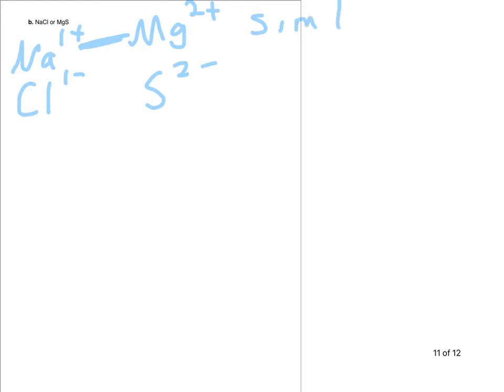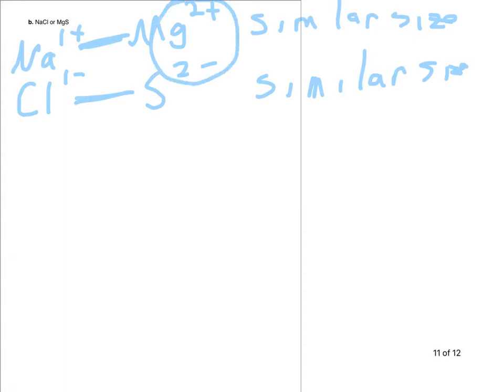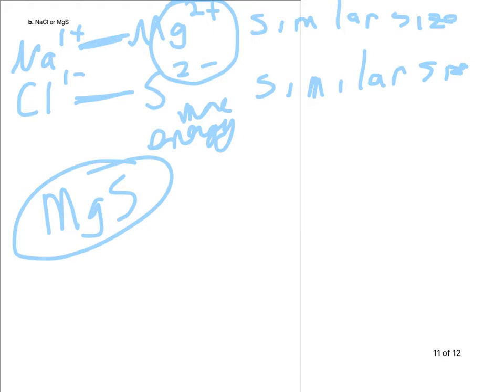This one, we've got sodium with a 1 plus charge, chloride with a 1 minus charge, and we have magnesium with a 2 plus charge and sulfur with a 2 minus charge. So we've got higher charges over here, so that's an indication that one's probably going to be bigger. But if we also compare the size, both sodium and magnesium are similar size. Chlorine and sulfur are going to be similar size. Not a great difference in them. They're very close together on the periodic table. So the thing that overrides is these charges. So higher charges mean more energy. So magnesium sulfide has a greater lattice energy.